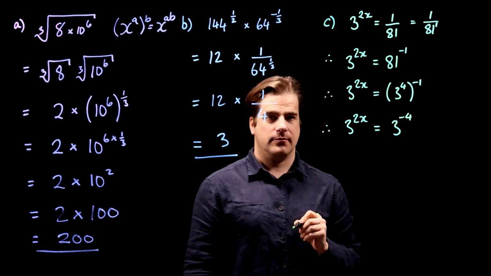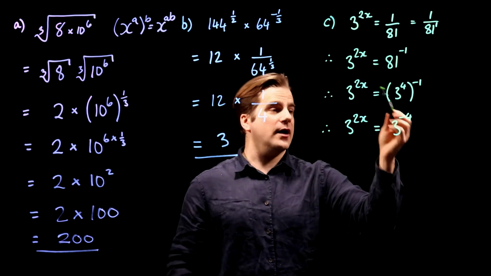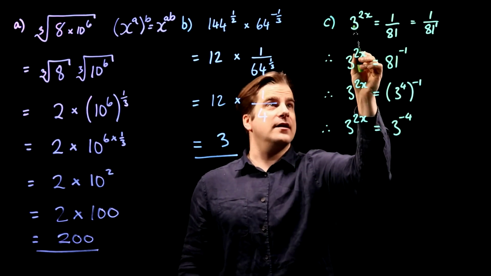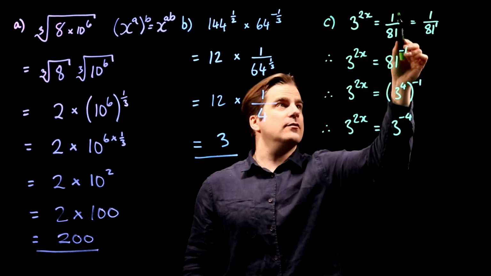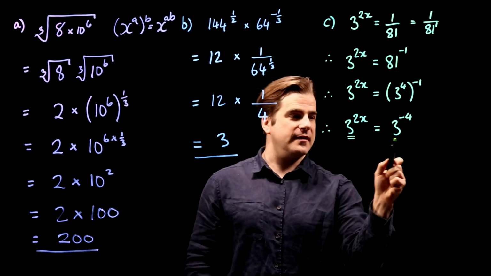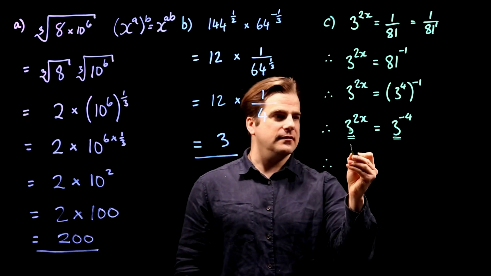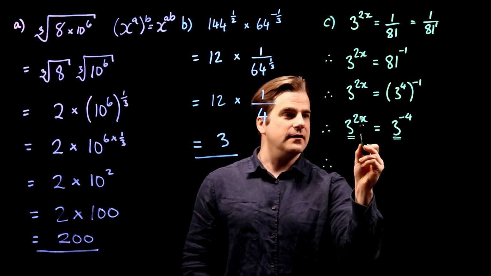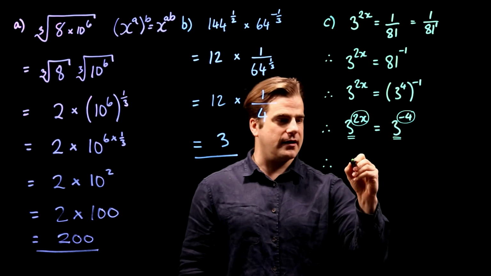Okay? And now we can see why our objective was to manipulate that side to make it that number to some power. Because we've done that, we've worked out that 1 over 81 is equal to 3 to the power of minus 4. We want these two numbers to be the same, because now we can say, therefore, if 3 to 2x equals 3 to the minus 4, that must mean that 2x equals minus 4. And that's what we write next.